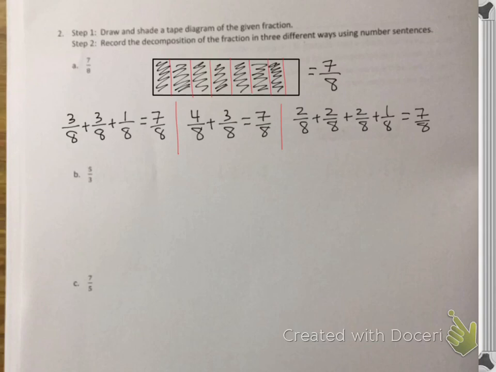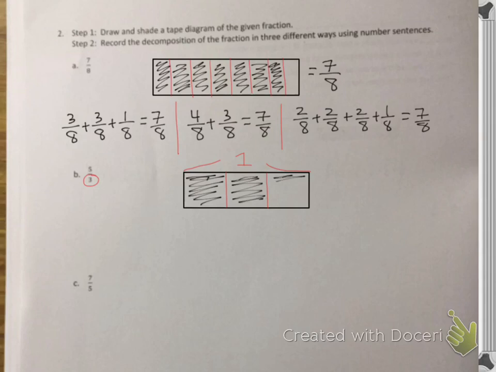So 5/3 is going to be an improper fraction. I'll do 5/3 with you, or at least start it with you, using our tape diagram. So remember, we're working with 3 as our denominator. Okay, so that means that 1 whole is going to be cut into thirds. So this is going to represent 1 whole. All right, we're going to shade it in. So 1, 2, and 3.